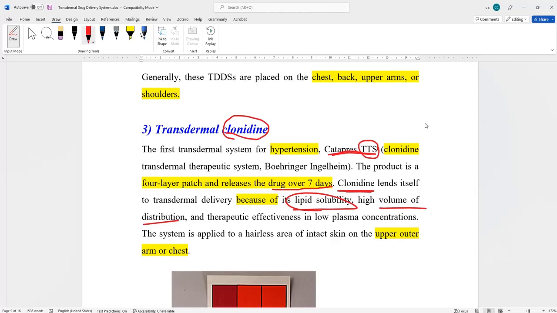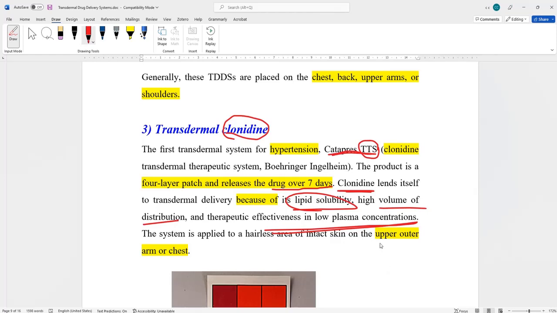We said the drug goes from high concentration to low concentration. Low concentration in the blood. Because of high volume of distribution, the concentration of clonidine will be very, very low in the blood. Okay? And the good thing is it's effective in that low concentration.